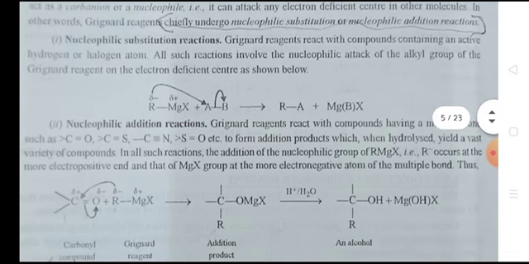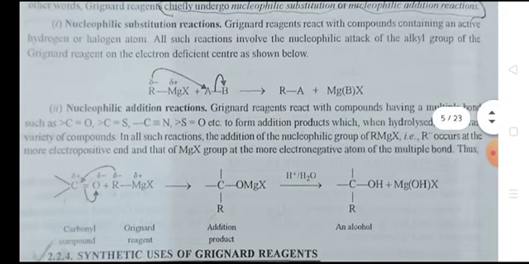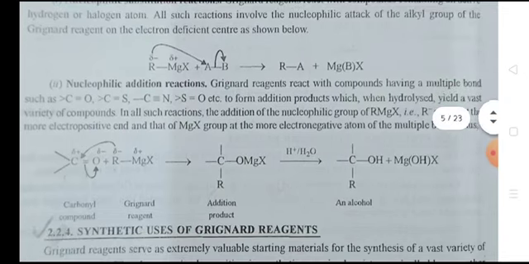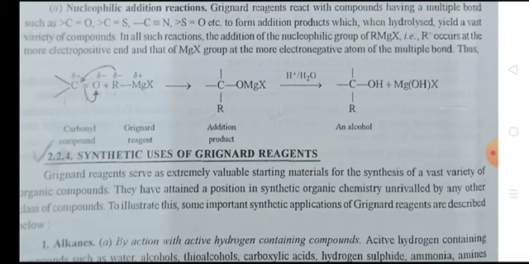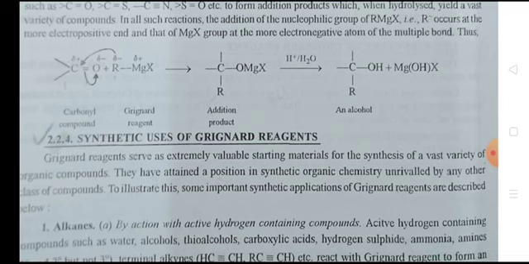First, nucleophilic substitution reaction. The Grignard reagents react with compounds containing an active hydrogen or halogen atom. All such reactions involve the nucleophilic attack of the alkyl group of the Grignard reagent on the electron deficient center. Second, nucleophilic addition reaction. Grignard reagents react with compounds having multiple bonds such as C=O, C=S, C≡N, S=O, etc. to form addition products which when hydrolyzed yield a vast variety of compounds. In all such reactions, the addition of the nucleophilic group of RMgX, that is R negative, occurs at the more electropositive end, and that of the MgX group at the more electronegative atom of the multiple bond.